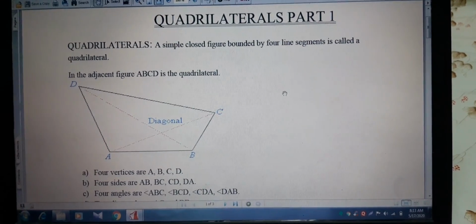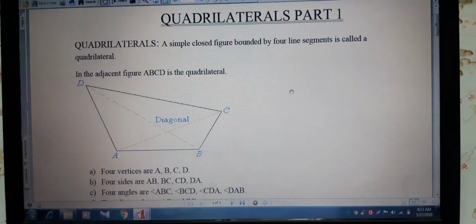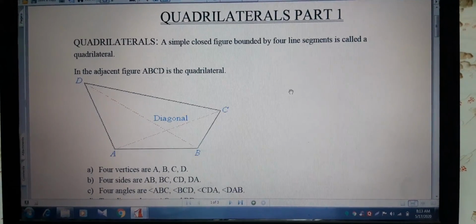Students, today we are going to learn the third chapter of mathematics, quadrilaterals.